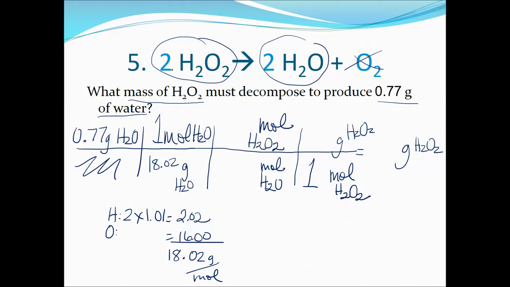Look at your balanced equation. H2O2 has a 2 coefficient and the water has a 2 coefficient. So they're reacting in a 2-to-2 ratio, or really a 1-to-1 ratio, right? Now let's find the molar mass of the H2O2.